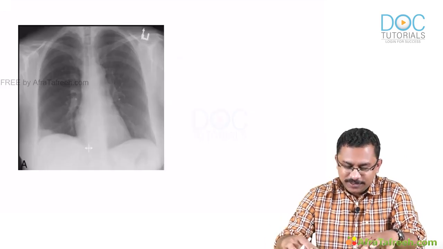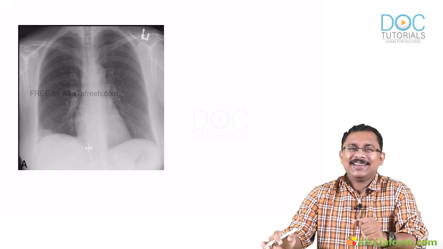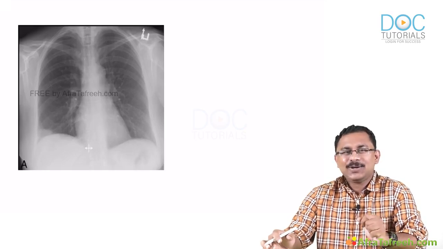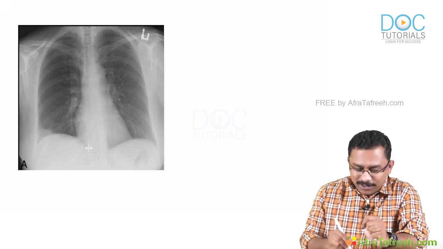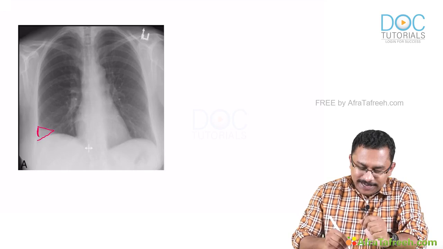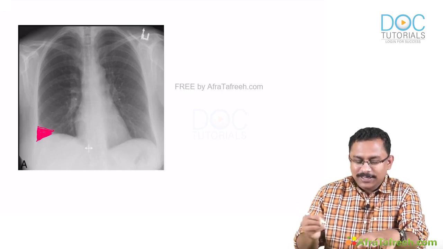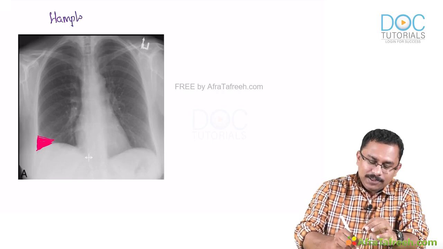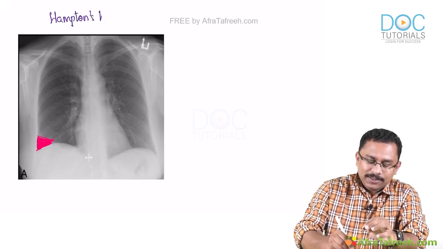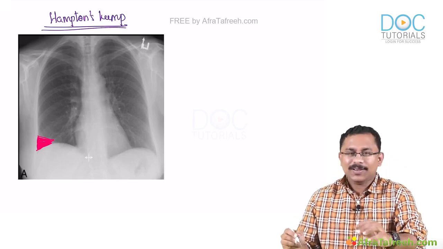So let us see a few of them. Let me see if you are able to spot the abnormality here in this patient who is suspected to have a pulmonary embolism. I think some of you got it right. You have got a peripheral wedge-shaped opacity here. So what do you call this? This is called as the Hampton's hump. So there is a pulmonary infarct with a wedge-shaped opacity. Hampton's hump. All this is important.